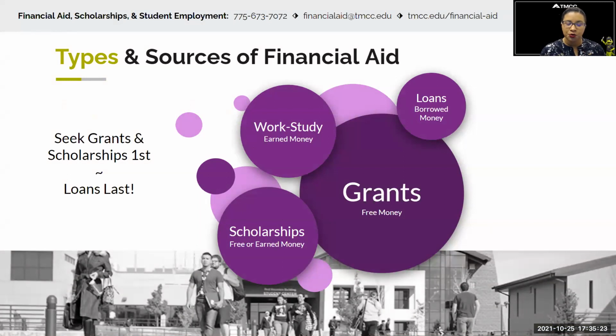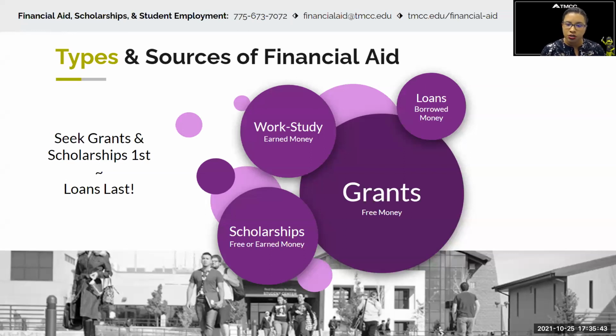Scholarships are free or earned money, so they can be based on merit. They can be based on just where you attended high school, where you're attending college. It can be based on a lot of different things. So either it's free and you don't pay it back, or you earn it and you don't pay it back.